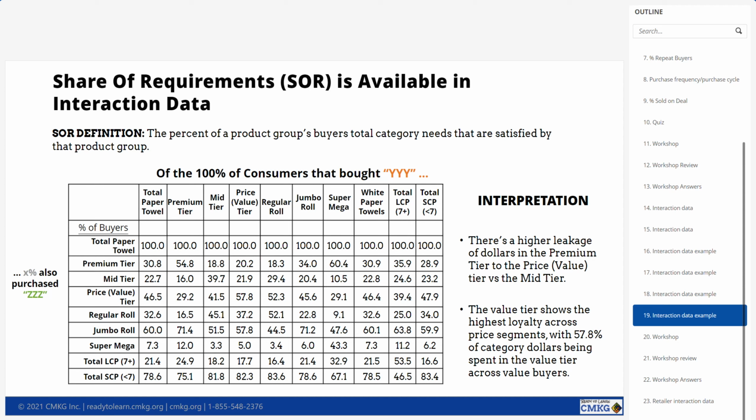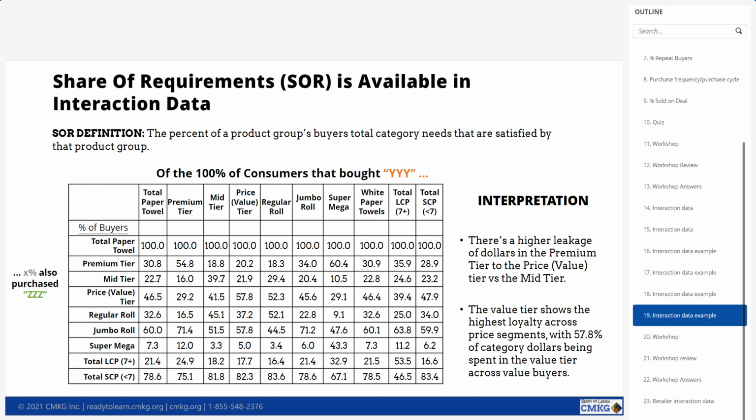I can also compare the dollar share of requirements across the premium, mid, and value tier. The value tier shows the most loyalty across these competing segments, with 57.8% of category dollars being spent in the value tier across value buyers.